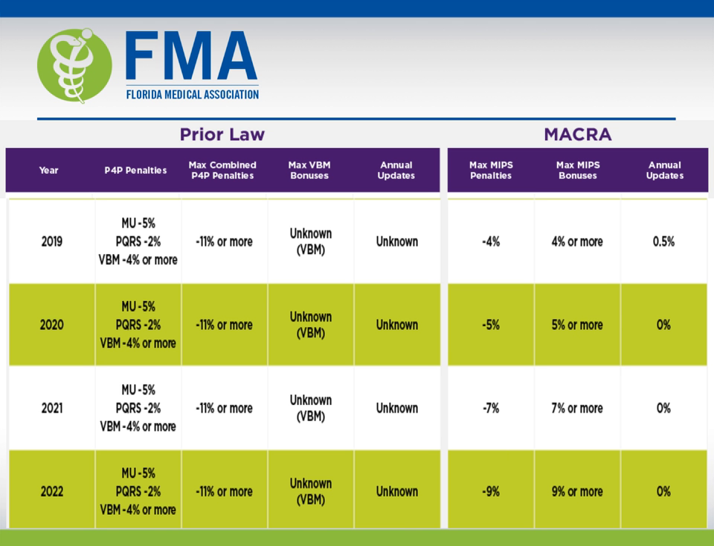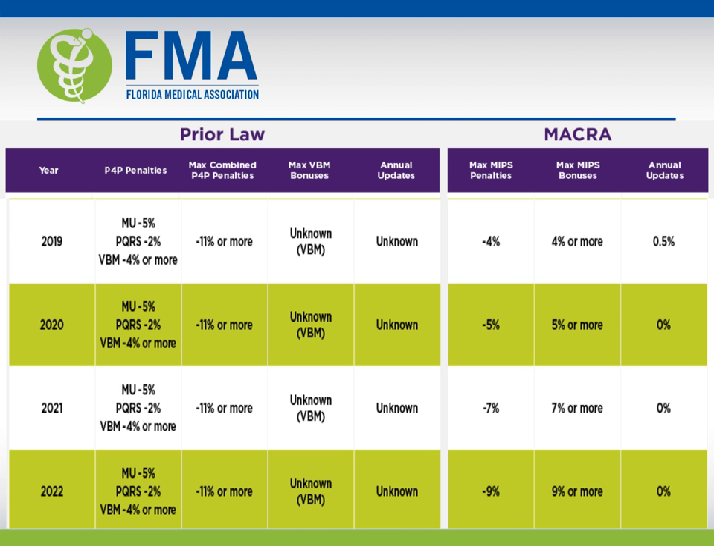So if we look here on this chart that the American Medical Association put together, you can see in payment year 2019, physicians that had failed to perform under meaningful use could be assessed a penalty of 5%. And an additional penalty of 2% could be assessed on physicians and physician groups that did not participate in PQRS. And negative payment adjustments under the value-based payment modifier could have been 4% or more for combined penalties of 11% or more.